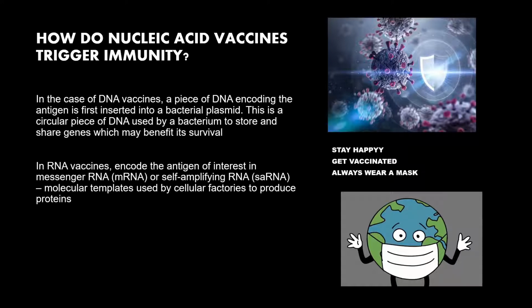Once the DNA or RNA is inside the cell and it starts producing antigens, these are then displayed on the surface, where they can be detected by the immune system, triggering a response. This response includes T cells which seek out and destroy infected cells, as well as antibody-producing B cells and helper T cells which support the antibody production.